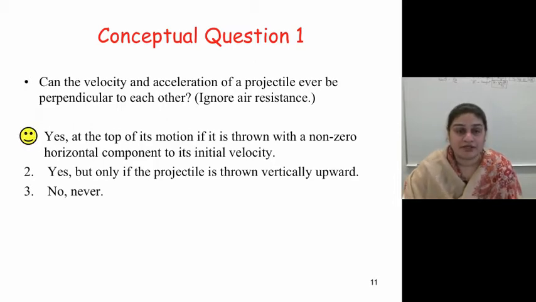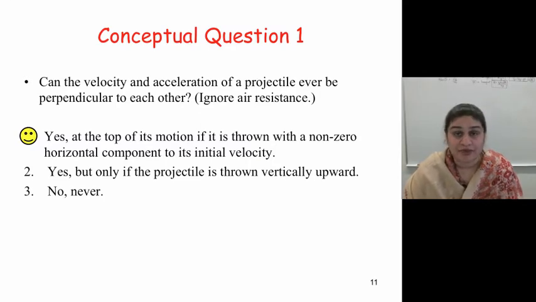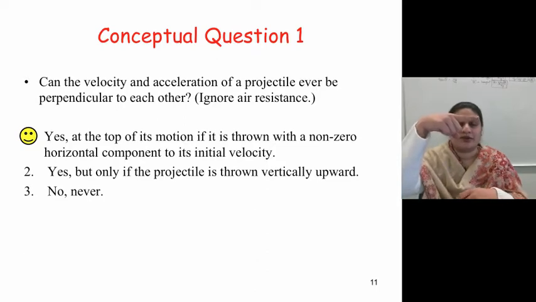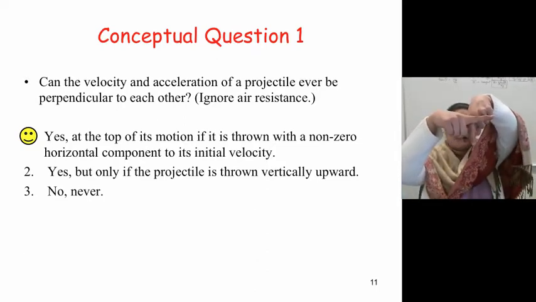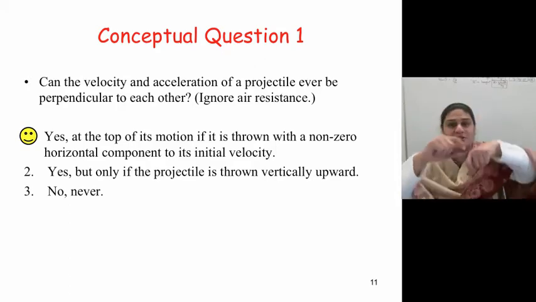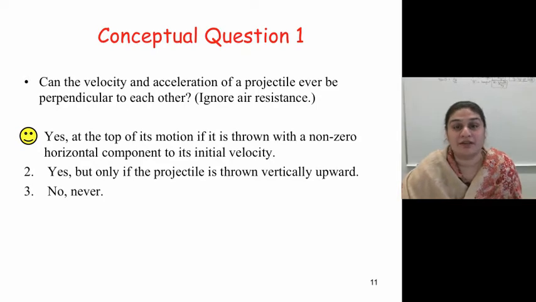The answer is at the top of its motion. At the top of its motion, the only component that it's going to have is the horizontal component of the velocity, and acceleration will always point downwards, which is g. So when you have a projectile, the horizontal component of the velocity will be this way, whereas the acceleration will be pointing downwards, and they will both be at 90 degrees to each other. Hence, that's the only point where the projectile's velocity and acceleration will be perpendicular to each other.